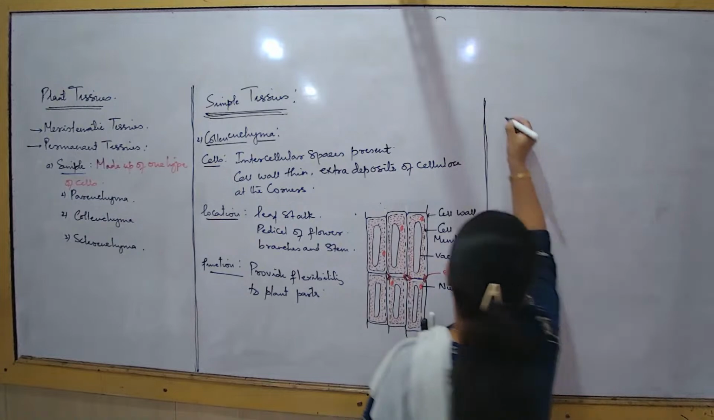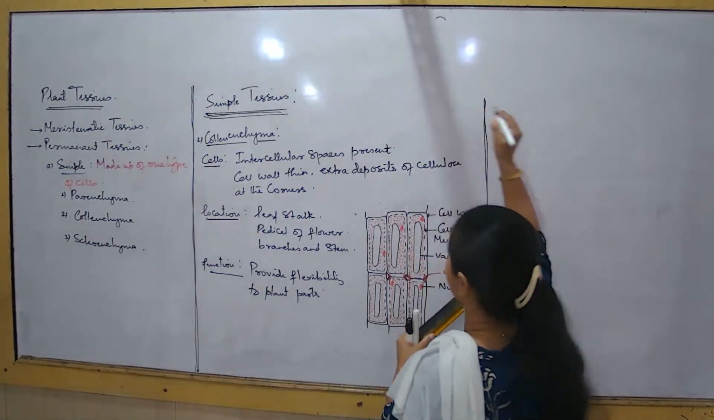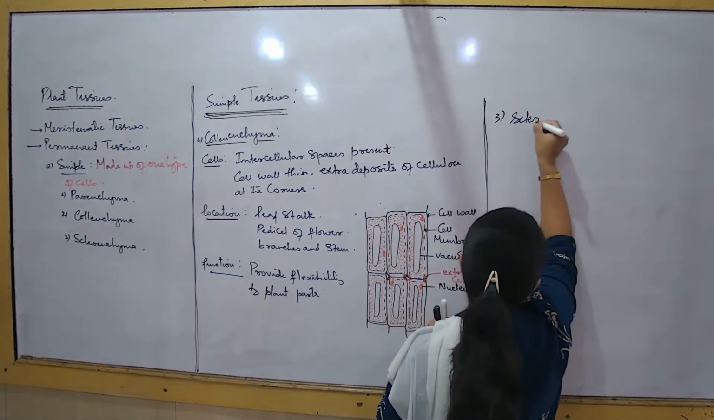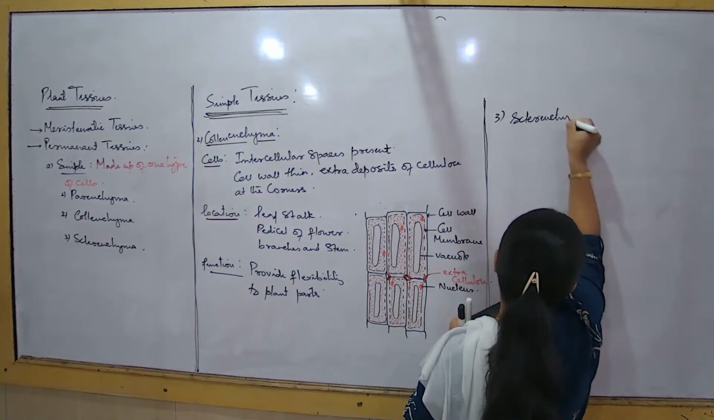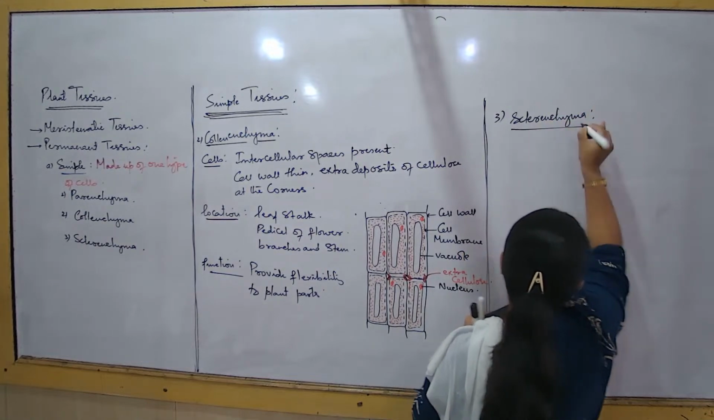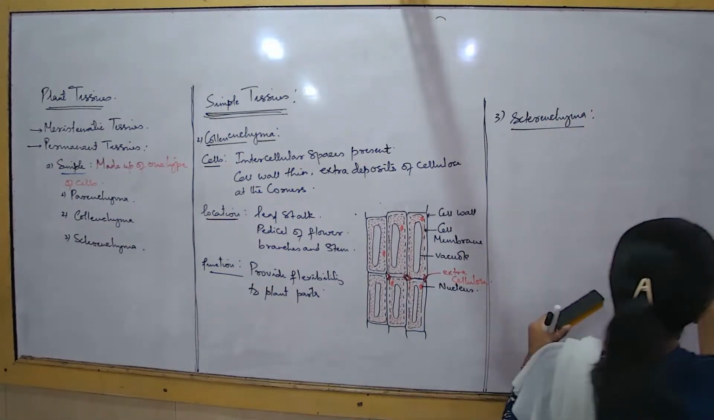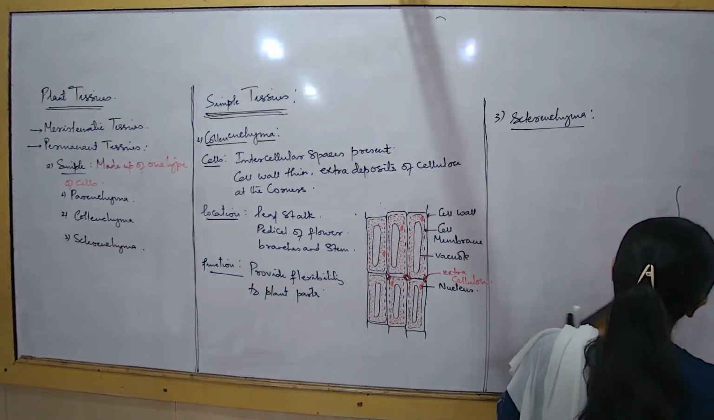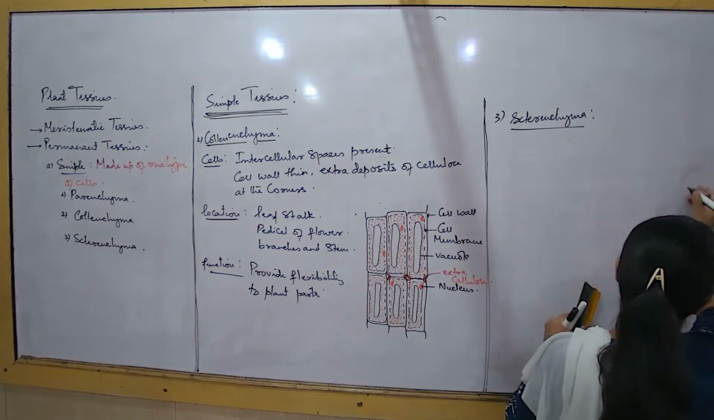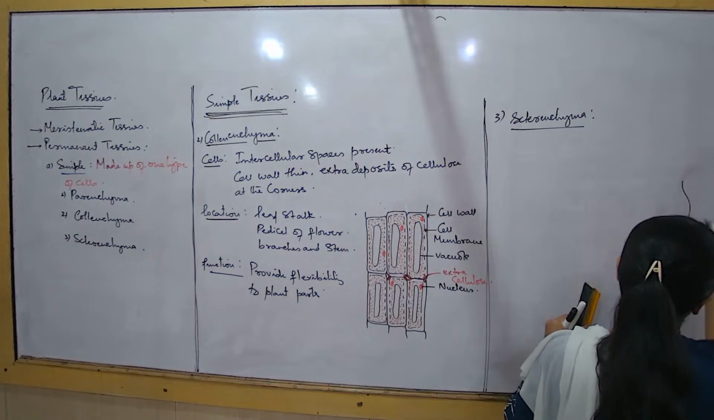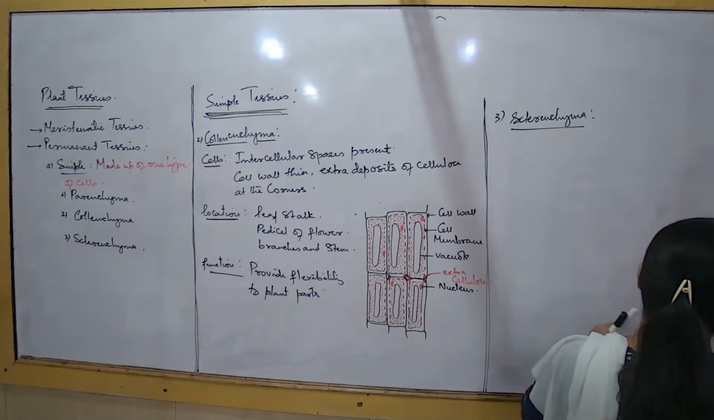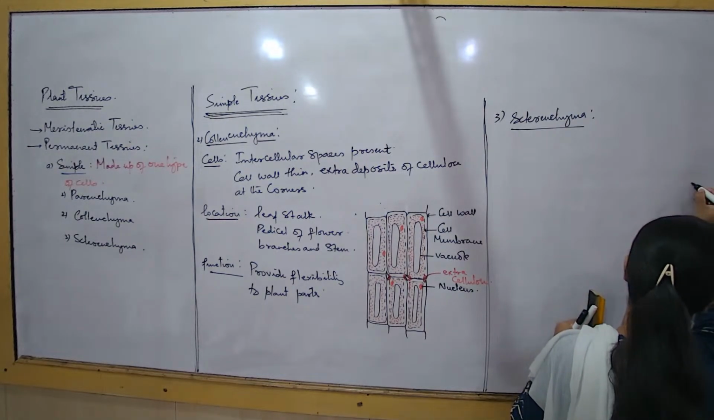The third type of permanent tissues, but simple, that I talk about. What is it? Sclerenchyma. Here, the cell types are a bit different. The cell type would be something like this, spindle shaped. They are majorly spindle shaped.